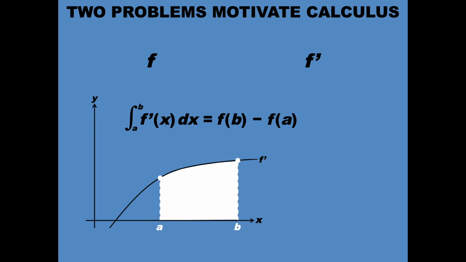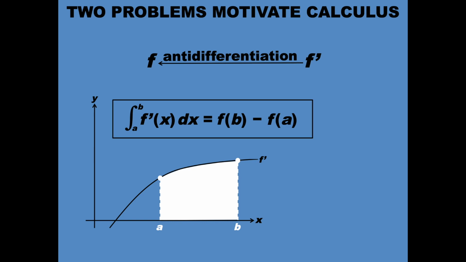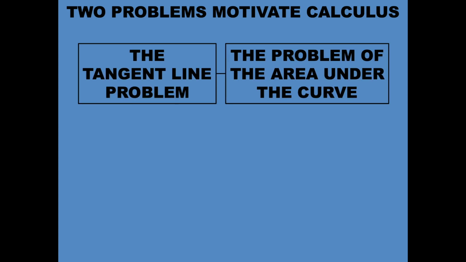In order to figure out all this, we need to start with f prime, run it through a process called anti-differentiation, and that'll get us f, which we can then use down here. This equation right here, this is the fundamental theorem of calculus. So those are the two problems which motivate calculus and a quick explanation of how they're connected.